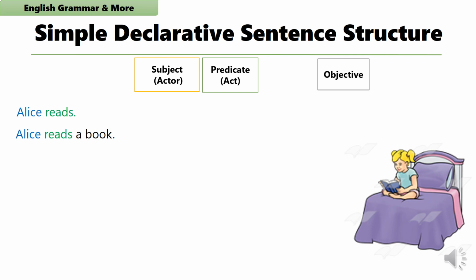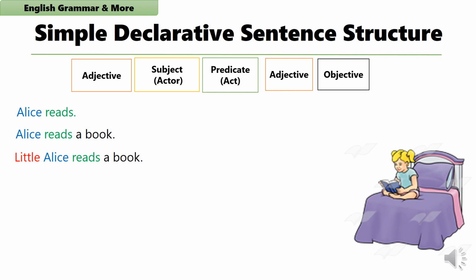In addition, we may also need to include an adjective. If adjective is about our subject matter, we'll put it right before a subject. For example, little Alice reads a book. But if it's about our object, in that case, we'll put it right before the objective. For example, little Alice reads a short book.